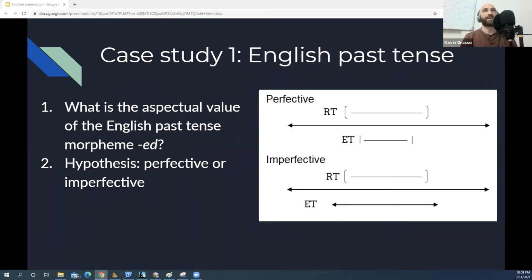Okay, so the English past tense. So the question is, what is the aspectual value? So let's just assume past tense is correct, right? Like the ed morpheme in English means reference time precedes speech time. So our question is, is the English past tense perfective or imperfective? Anyone have any thoughts? All native English speakers, I presume.